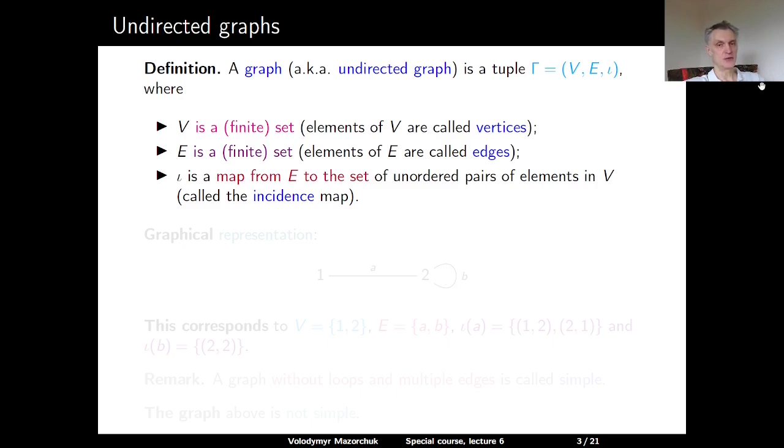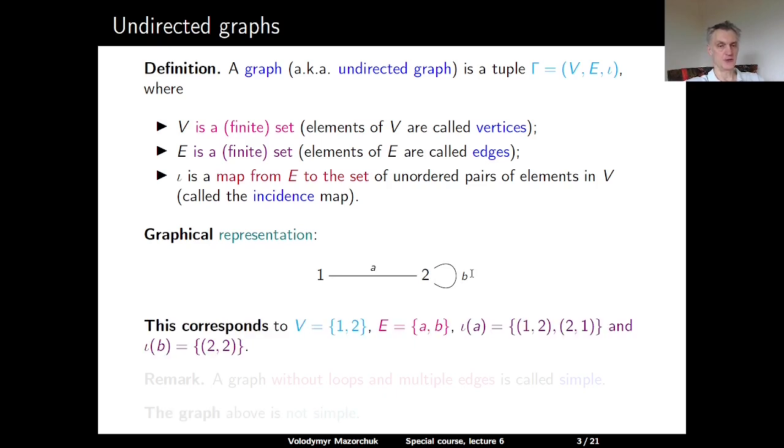Today we will only talk about finite graphs, so we assume that V is a finite set and also that E is a finite set. So the graphical representation of a graph looks as follows. We draw vertices as points and edges as lines which connect those vertices. So for example, this picture where we have two vertices 1 and 2 and two edges, A between 1 and 2 and B between 2 and 2, corresponds to the following graph.